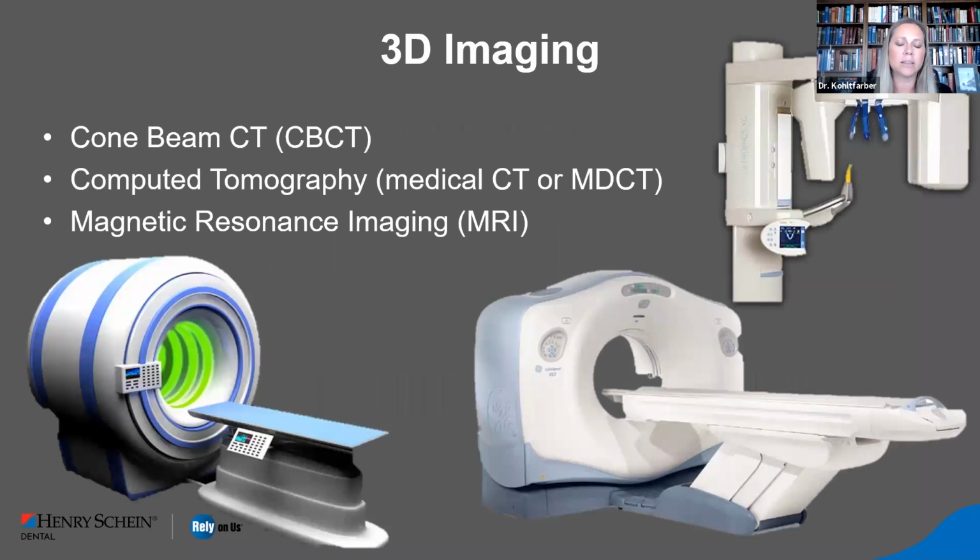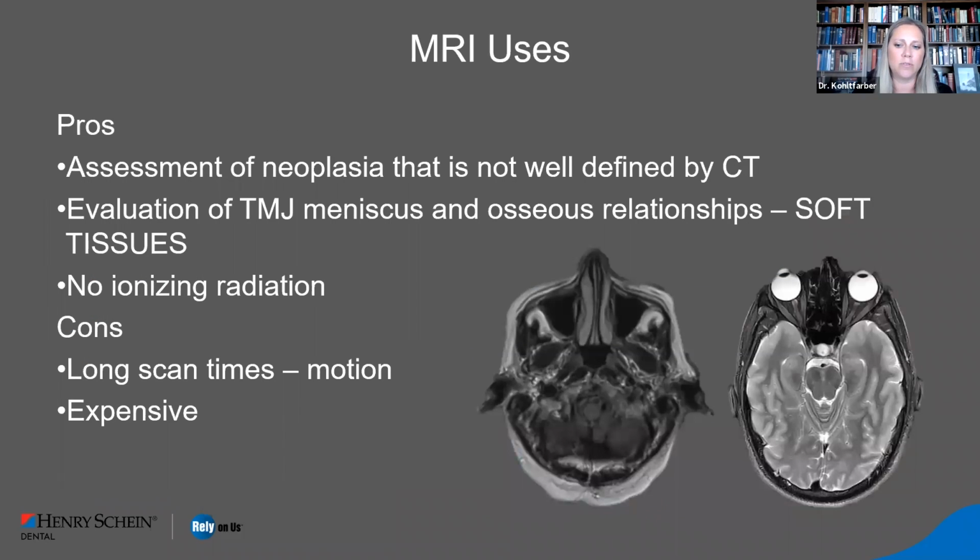So there's a lot of things when we're talking about patient selection for 3D imaging as far as various diagnostic tools. Now, I'm going to talk really quickly about MRI and medical CT and their uses, because that is something you should be familiar with, and just have in the back of your mind that there are other diagnostic tools if you should need them beyond cone beam CT.